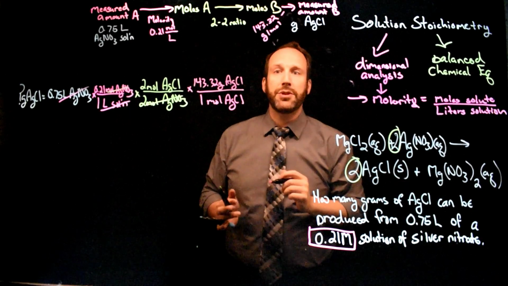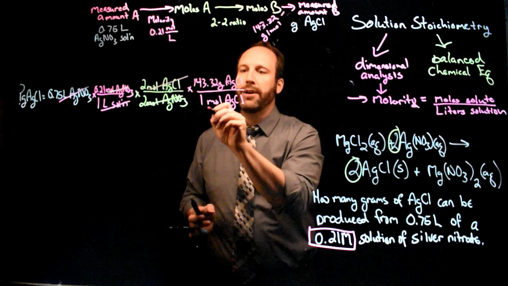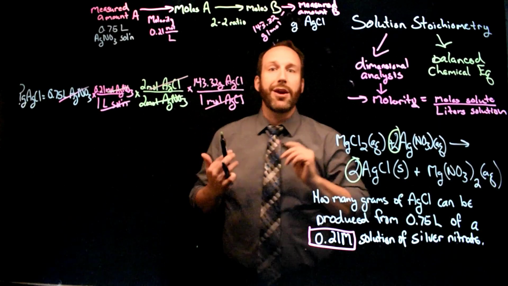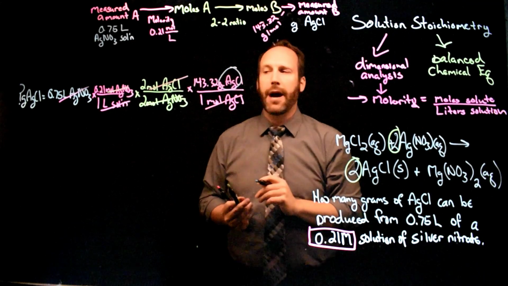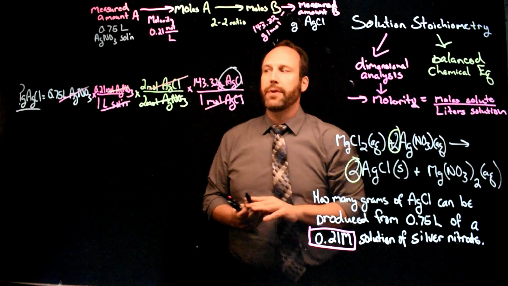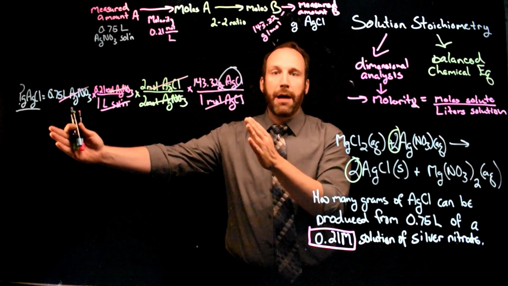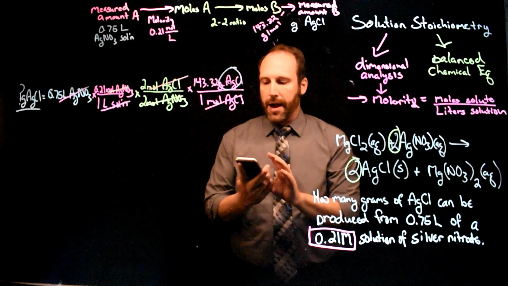And what does that allow us to do? It allows us to cancel out moles of silver chloride in the numerator and the denominator, so that the only unit we have left is grams of silver chloride. And remember, that's the original unit that we were looking for. Okay? So now that we have this problem complete, all we need to do is do the math. So let's give that a try.